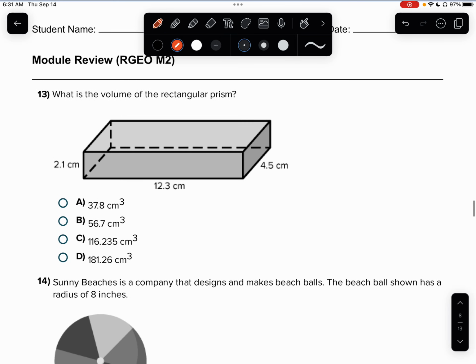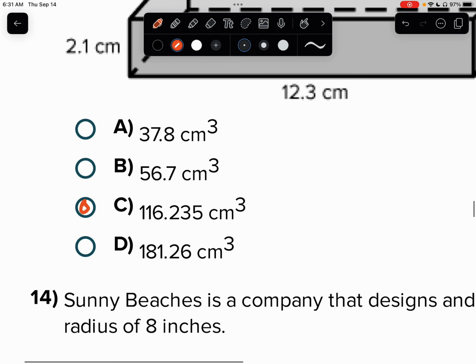Moving on. What is the volume of the rectangular prism? So for rectangular prisms, it's just going to be length times width times height. I just see 3 numbers on here, so I'm going to multiply them all together, and that's going to be our answer. It doesn't matter which one's length, width, or height. It's just 2.1 times 12.3 times 4.5. Do that in my calculator, and I'm getting 116.235. C.